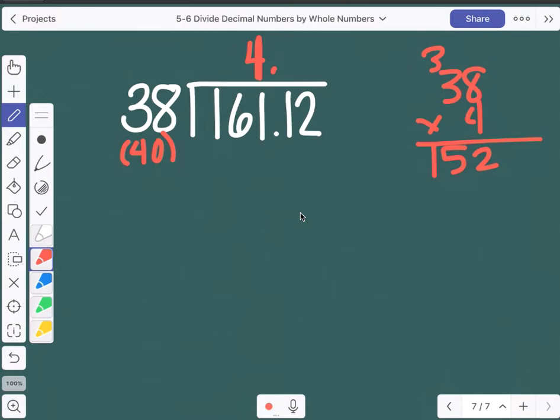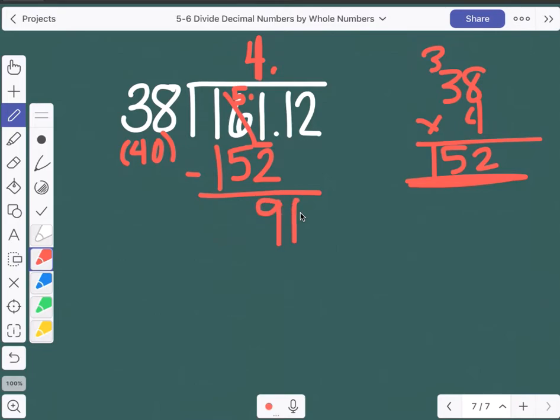So remember, I'm putting that 4 above the 1 because I'm making that a 3-digit number. Okay, so that's 152. I'm going to go ahead and subtract. I know this will turn into a 5 and that an 11. And 11 minus 2 is 9. So now I'm going to bring down that 1.